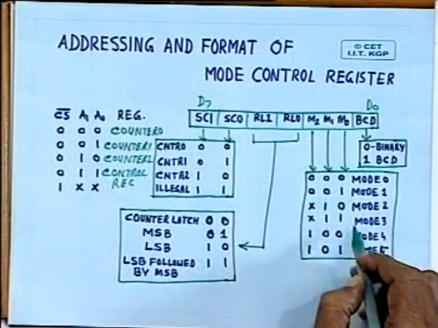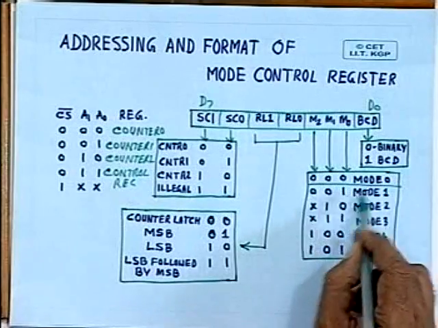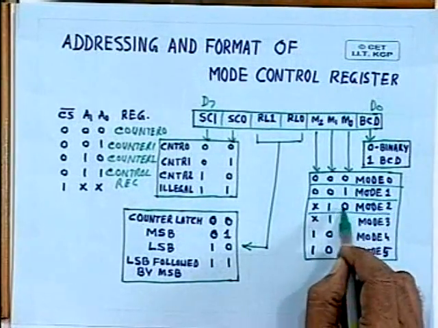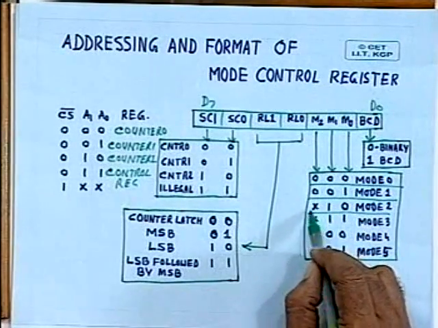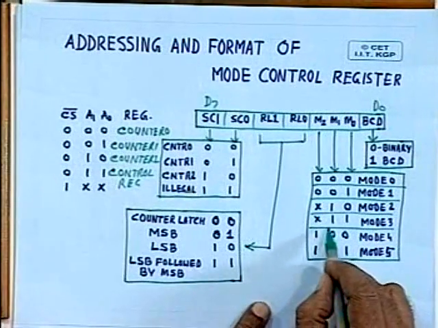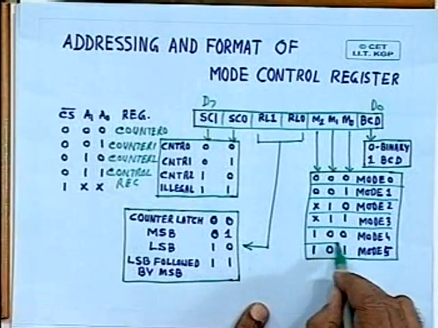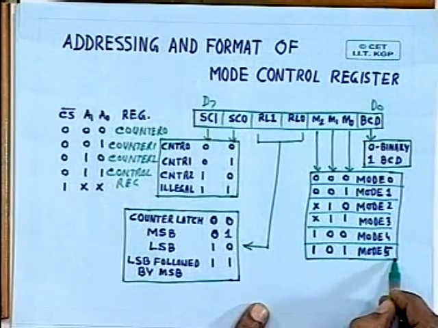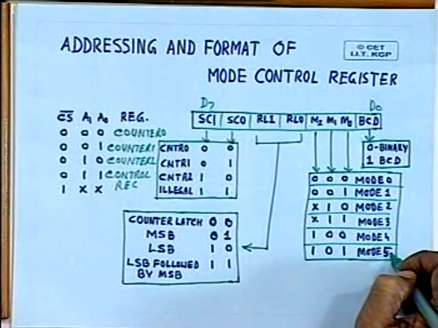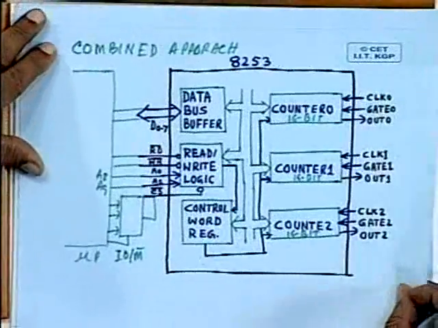So you can see here there are 6 different modes of operation. If these bits are 0, 0, 0, then mode 0, 0, 0, 1, mode 1. Then if these two bits are 0, 1, irrespective of this bit, it is mode 2. Then you get mode 3 for X (don't care), 1, 1, and 1, 0, 0, mode 4, and 1, 0, 1, mode 5. So you have got 6 different modes, and in 6 different modes, each of these sections can be operated in different ways.